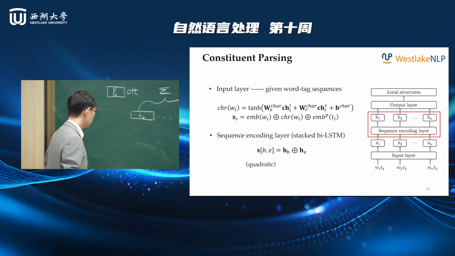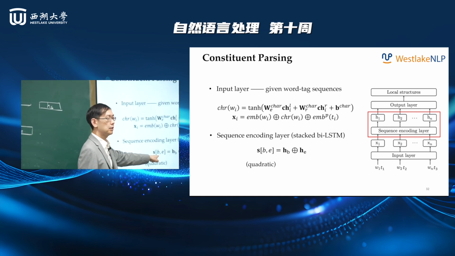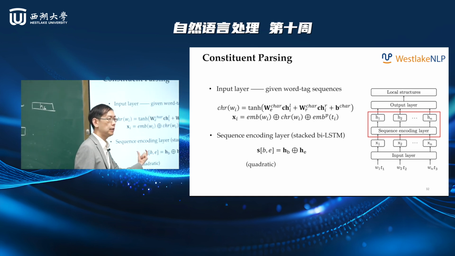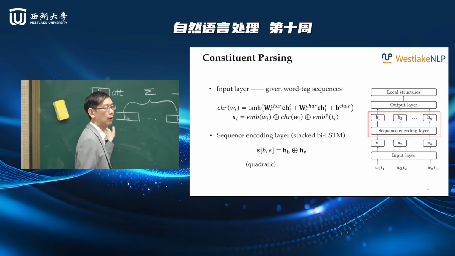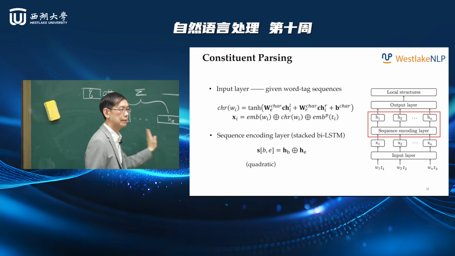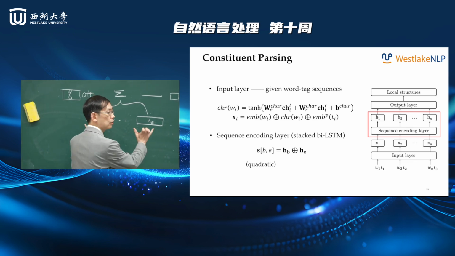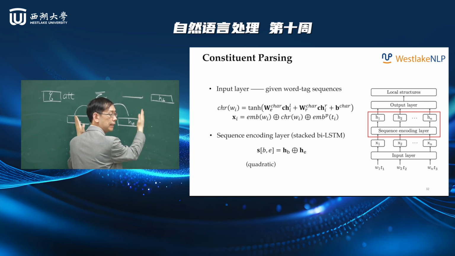But in this class, we used a very simple way. I just concatenated HB and HE. Can that represent the whole span? Of course, the answer is yes, but why is that so? It's because HB already contains information of the whole sequence. I'm using a bi-LSTM. And HE contains information over the whole sequence. When we concatenate the two, it only tells my model, okay, this is the range of the span.